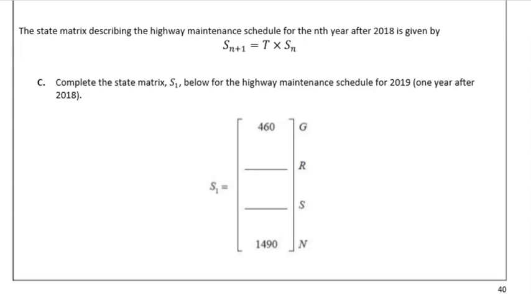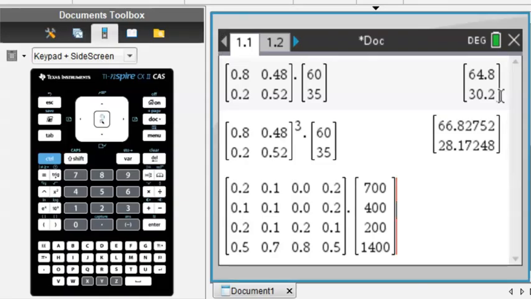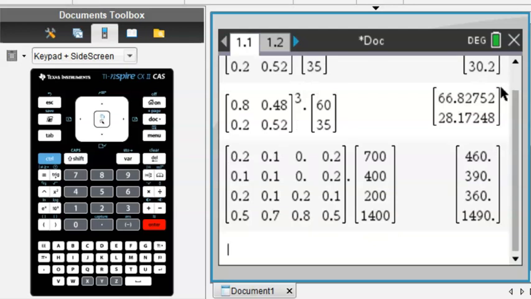Part C is asking us to complete the state matrix S1 below for the highway maintenance schedule of 2019, that's 1 year after 2018, so one transition. So let's put that into our calculator to get those remaining values. Okay, so we have all of those values entered in there. My transition matrix times S0 as given. When I hit enter, that'll give me S1.